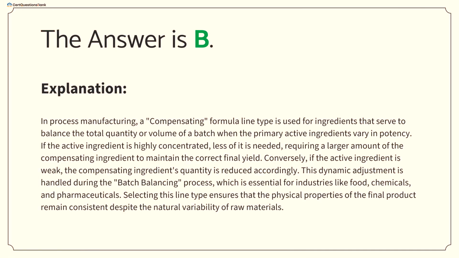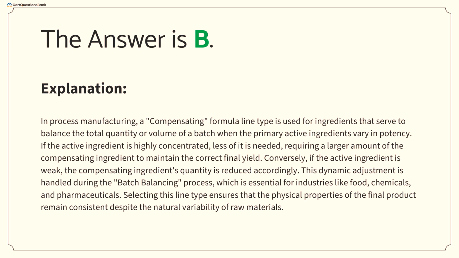In process manufacturing, a compensating formula line type is used for ingredients that serve to balance the total quantity or volume of a batch when the primary active ingredients vary in potency. If the active ingredient is highly concentrated, less of it is needed, requiring a larger amount of the compensating ingredient to maintain the correct final yield. Conversely, if the active ingredient is weak, the compensating ingredient's quantity is reduced accordingly.